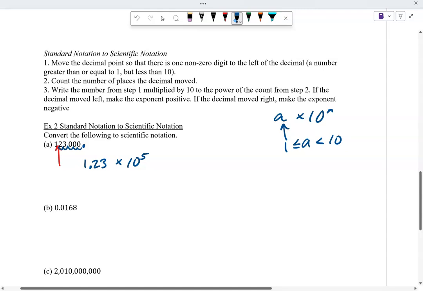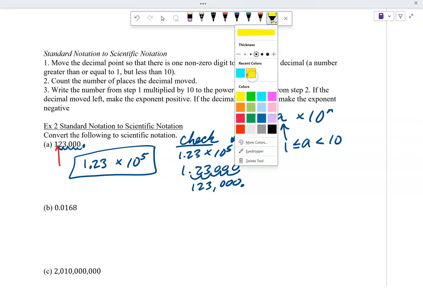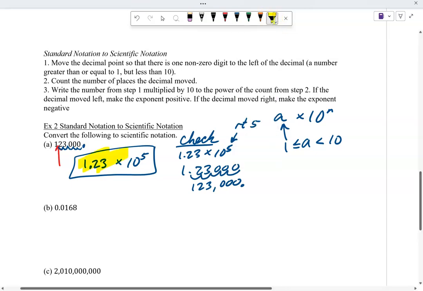To the 5. Because if we check this, remember, we got to move it right when it's in scientific notation and it's positive. We'll move it right 5. 1, 2, 3, 4, 5. See how that's 123,000? That's back to what we had. So again, here's our answer on this. Let me highlight it. 1.23 times 10 to the 5th.